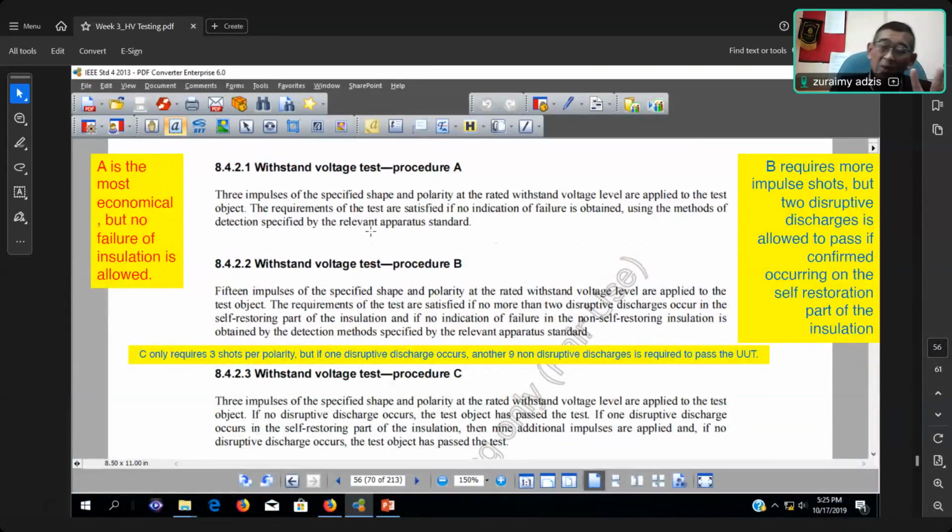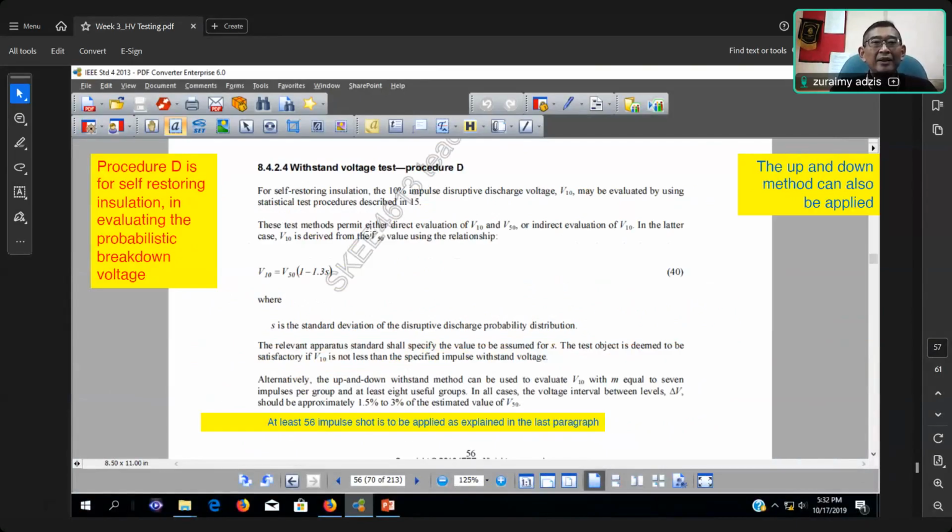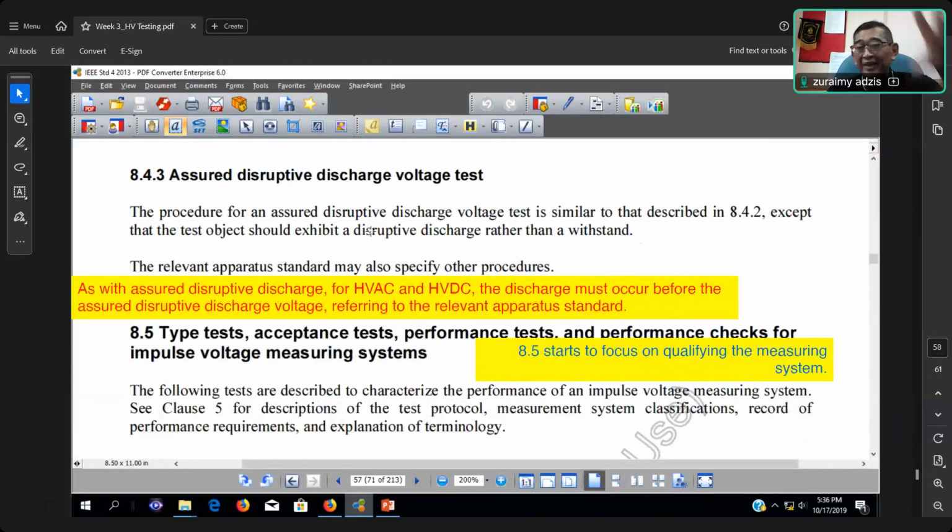Then in the withstand voltage test, you have 4 types of procedures that you can choose, A, B, C, D. Then the third type of test with impulse is, again, assured disruptive discharge voltage test. Remember this? This is the voltage that for sure the insulation will break down. Assured disruptive discharge voltage test. Then it starts explaining about the measurement system again.